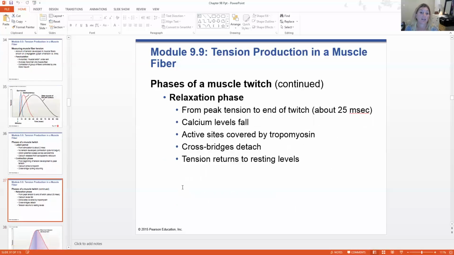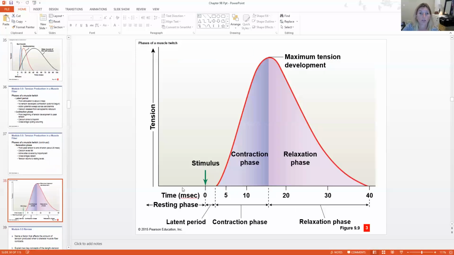Then you get the relaxation phase. This is from peak tension to the end of the twitch. Calcium levels are falling, reuptake is occurring, cross bridges are detaching, myosin is reactivating, etc. Tension basically returns to resting levels during this time.